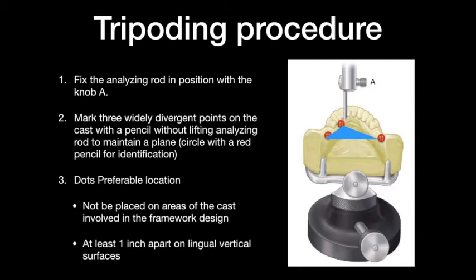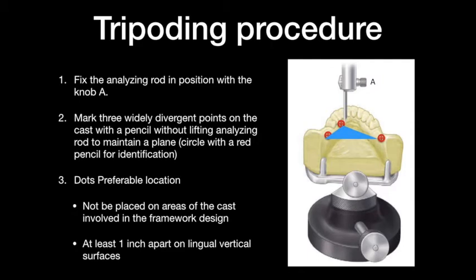So the tripoding procedure, actually, first you have to fix the aligning rod in position with that you desire to have. And then you will use that to mark three wide divergent points on the cast with the pencils. You just need to remember that once you mark those 3 points, you don't want to lift your analyzing rod. So eventually you will get 3 different points on the same height.